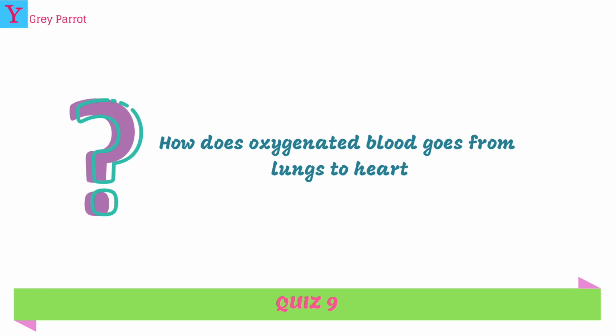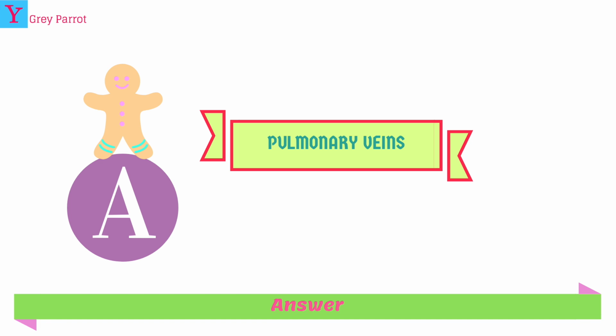This question is a little opposite for what I just gave you. How does oxygenated blood goes from lungs to heart? And again, I'll give you 10 seconds time. And the answer is pulmonary veins.